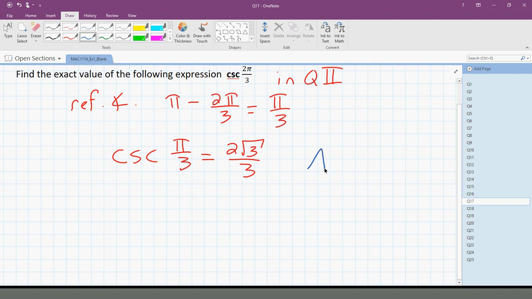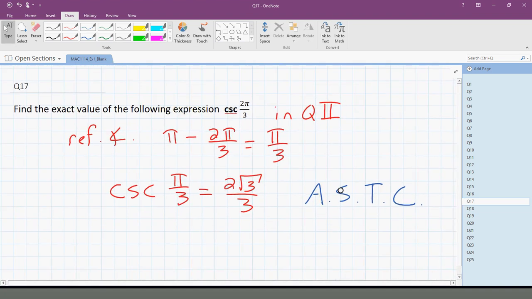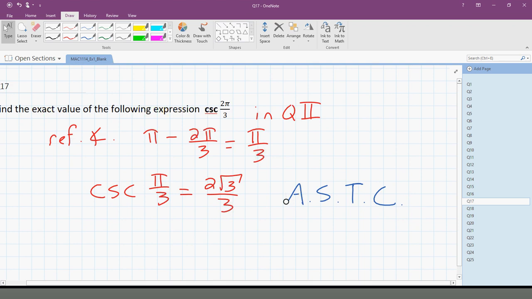And that's that all students take calculus. So we're in quadrant 2. That means sine and its reciprocal cosecant are positive. So what's that tell you about the answer of cosecant 2 pi over 3? That it's got to be positive, right? So all we got to do is just rewrite our answer.